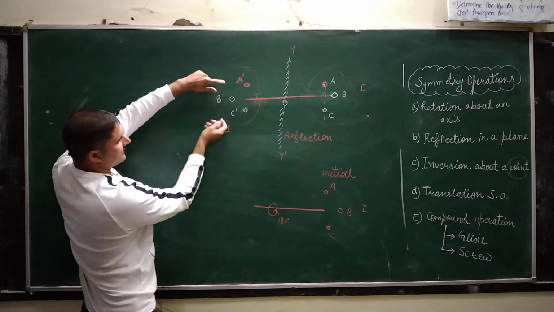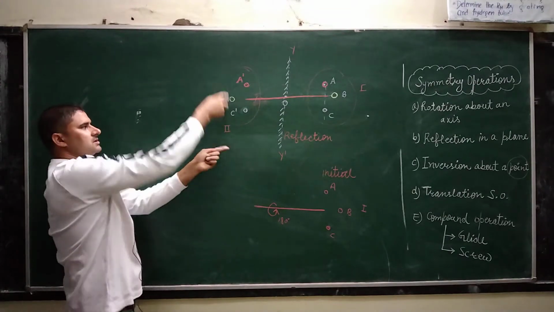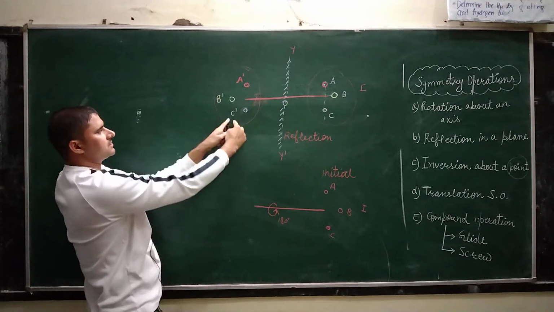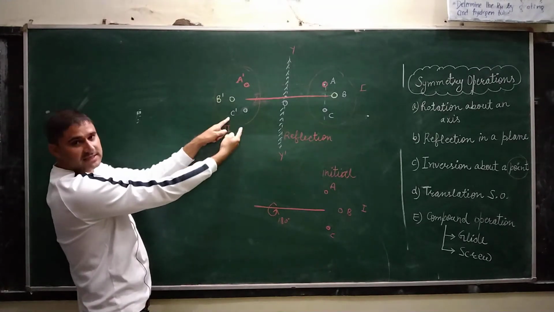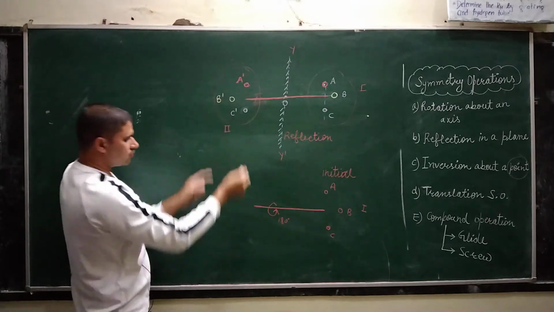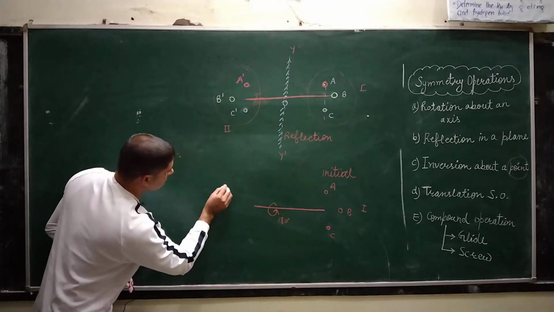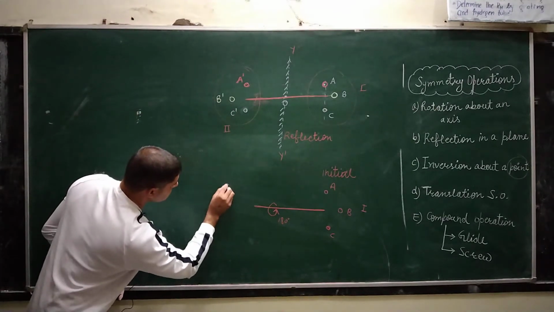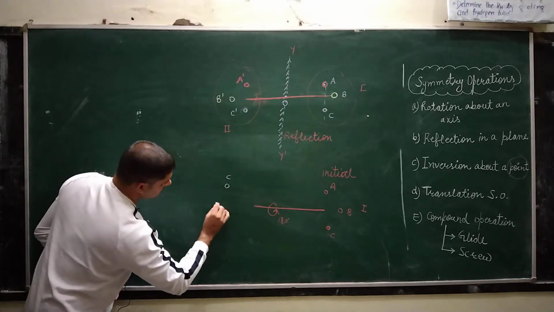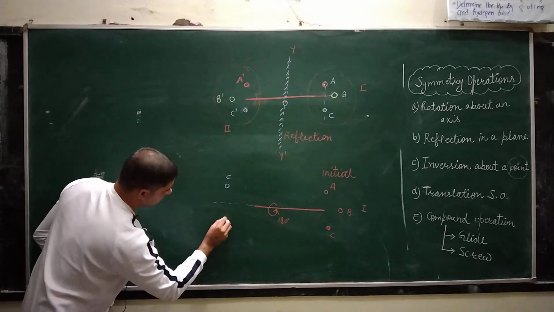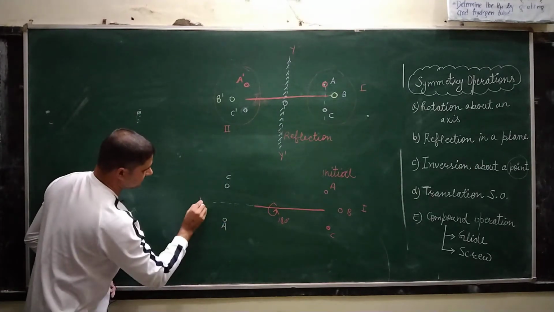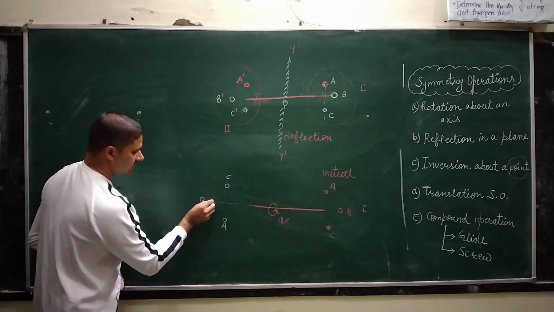This C, if you rotate it like this, C dash will go to the position of A dash, and A dash will come to the position of C dash, and B dash will be at the same position. So finally C will come here, and A will be below it. And B dash is the same here.